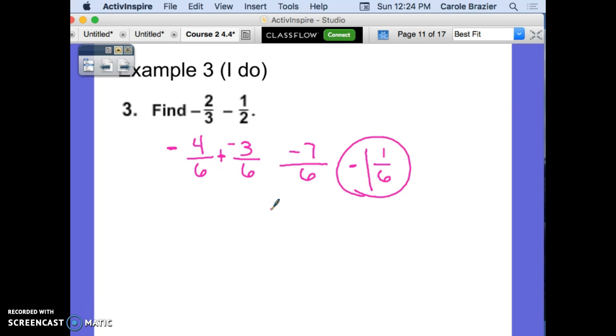Don't let it catch you up simply because you have to keep change, and then you're adding. So most of the time we're still adding when we're dealing with negatives.